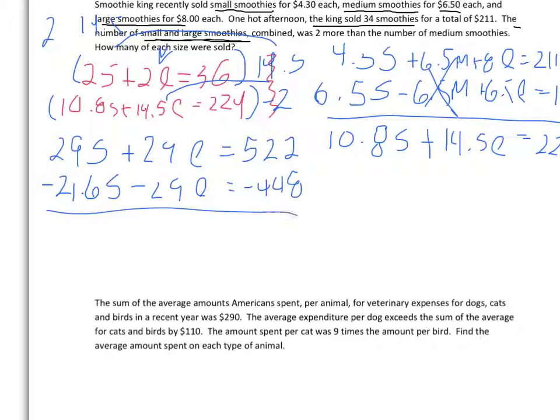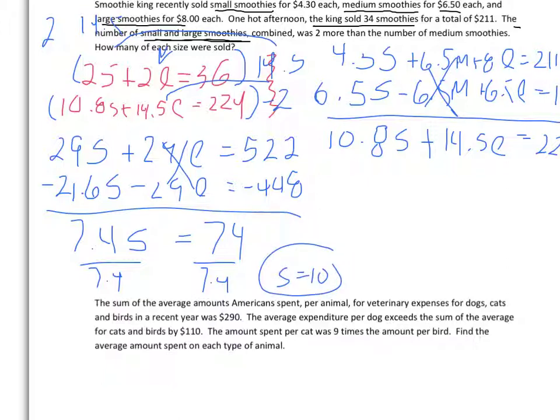Okay, so let's add these up. We have 29 minus 21.6, which gives us 7.4s. Now the L's cancel off. Okay, that's good. And then 522 minus 448 gives us 74. Divide by 7.4, and we get 10. So S equals 10. That tells us there were 10 small smoothies sold.